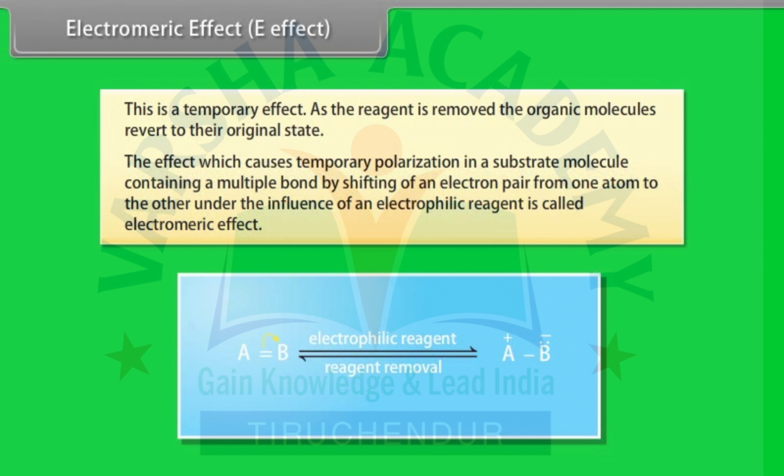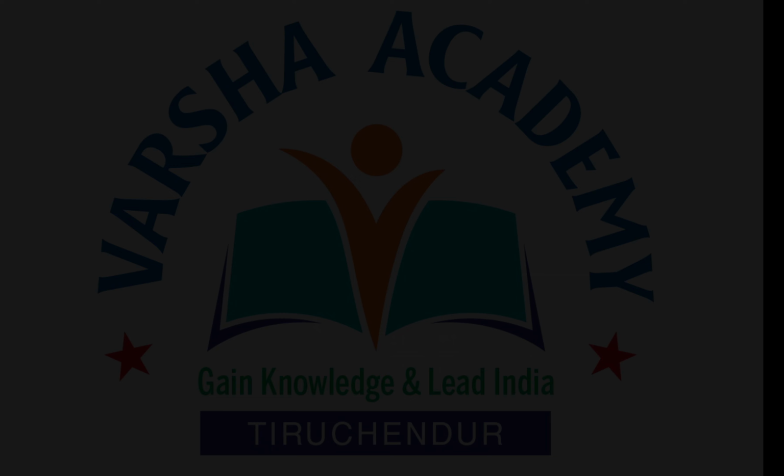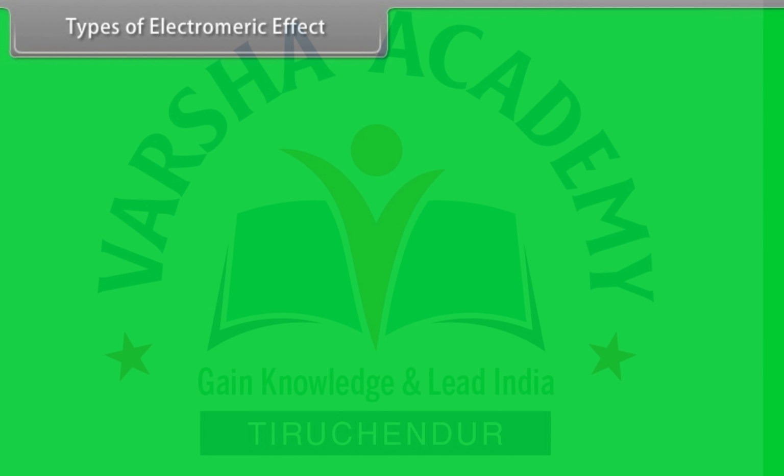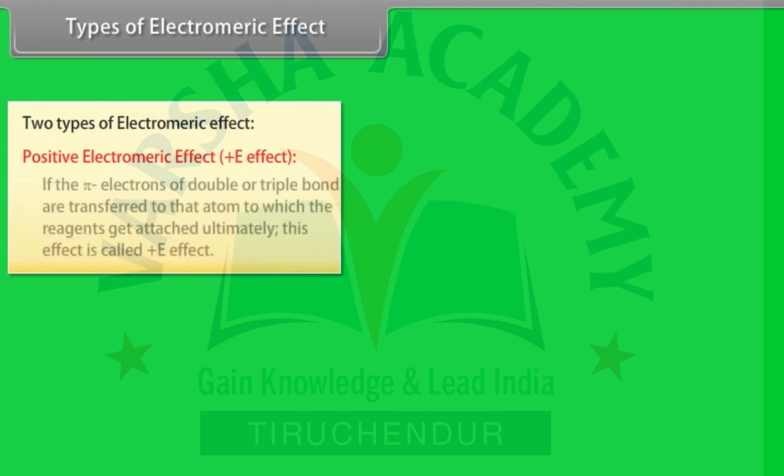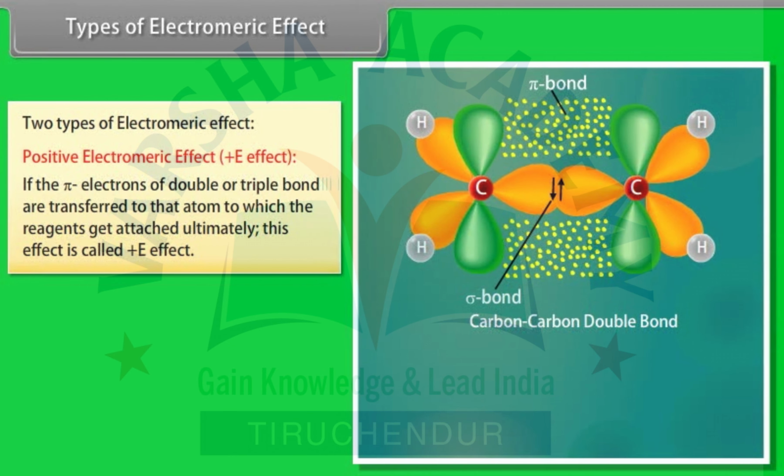The effect which causes temporary polarization in a substrate molecule containing a multiple bond by shifting of an electron pair from one atom to the other under the influence of an electrophilic reagent is called the electromeric effect. Types of electromeric effect. Two types: positive electromeric effect, positive E effect. If the pi electrons of a double or triple bond are transferred to that atom to which the reagent ultimately gets attached, this effect is called positive E effect.